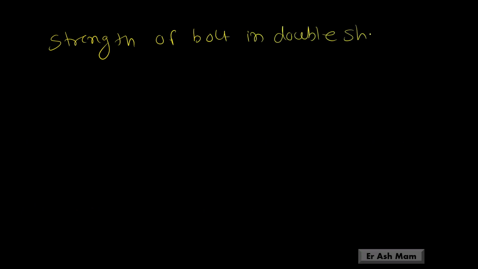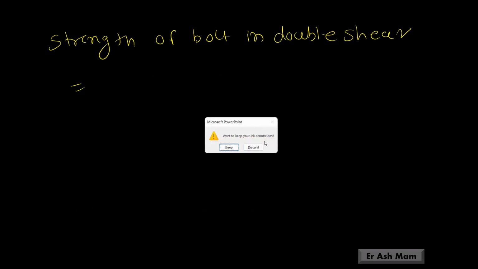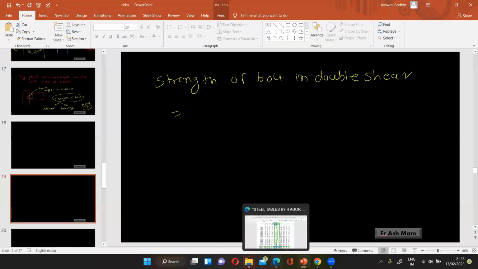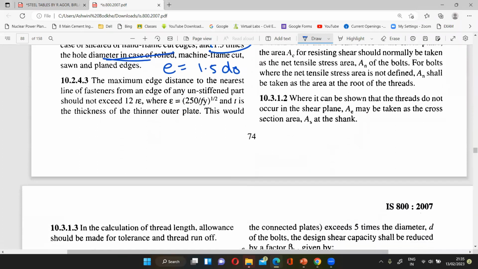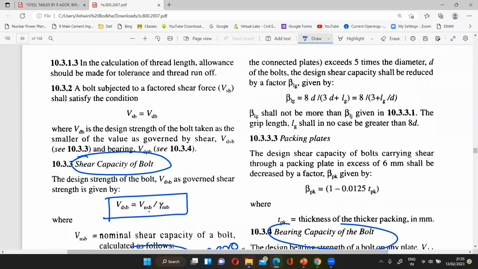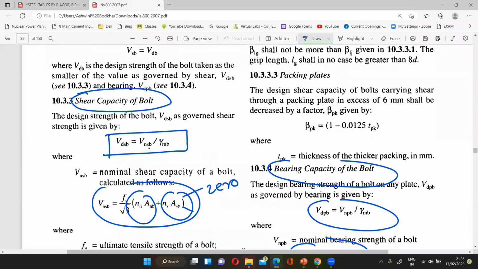First, strength of bolt in double shear, which is equal to, with the help of the IS code, IS 800, page number 75, clause 10.3.3, here.